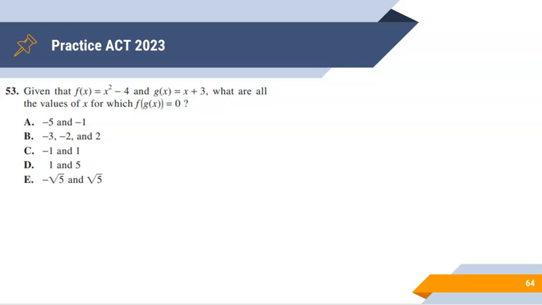Okay, 53. We want to know what this is. When would the answer equal 0? Well, I might try plugging in values to see what works. I think that might make it easier. I'm going to guess, first of all, a -5. So let's see if f of g of -5 is equal to 0.